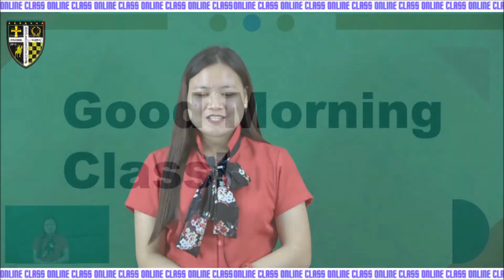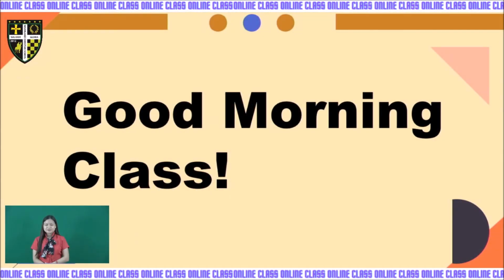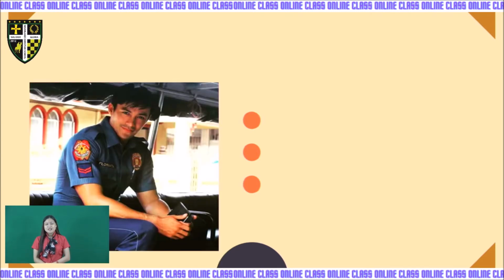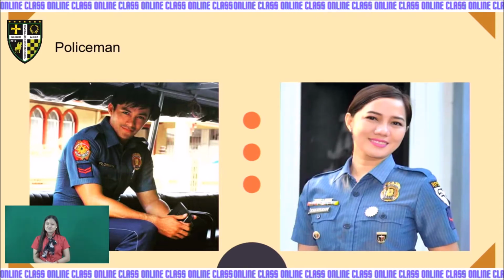For today, we will be dealing with grammar. So now I will flash a picture, okay? You will tell me what you can see in the illustration, okay? So first one, what is this, class? It is a policeman. Very good. What about this one? It is a police woman.